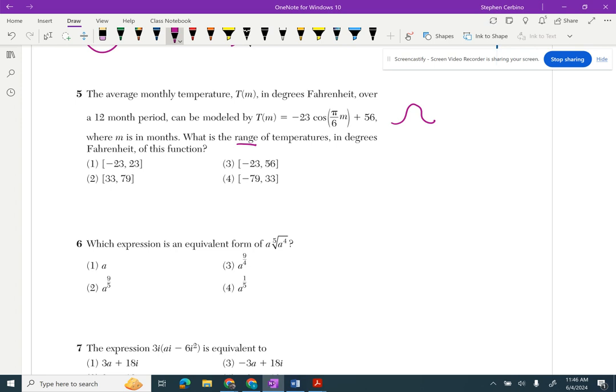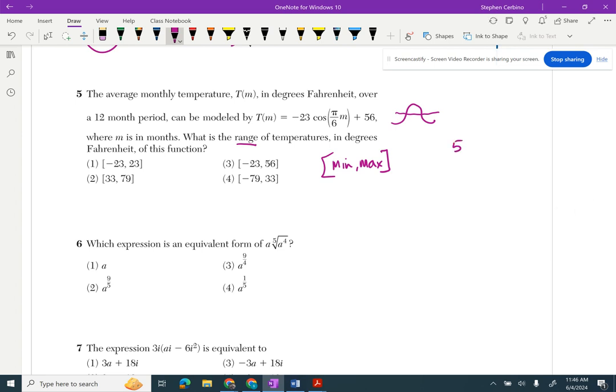So they would just want to know the minimum and the maximum. That's all they want for the range. Well, to determine that, I just need to know the midline, what's halfway through the graph, and the amplitude, how far does it oscillate up and down.